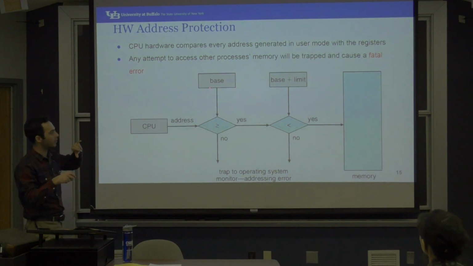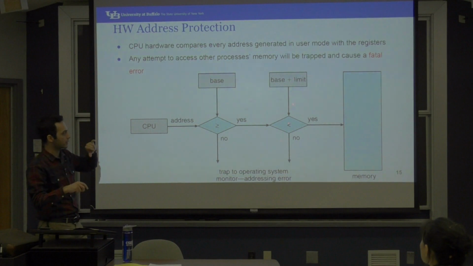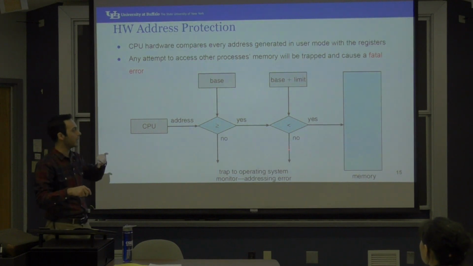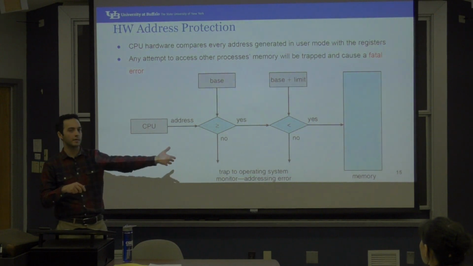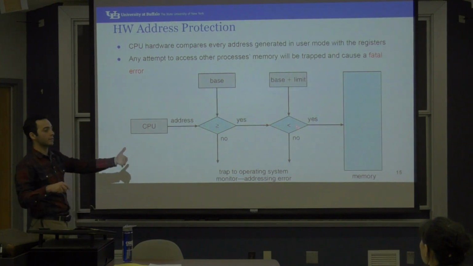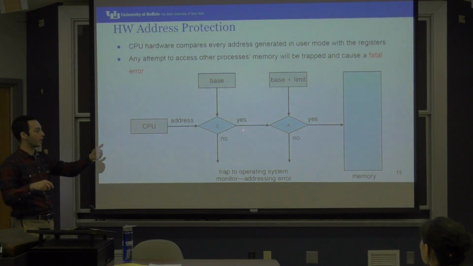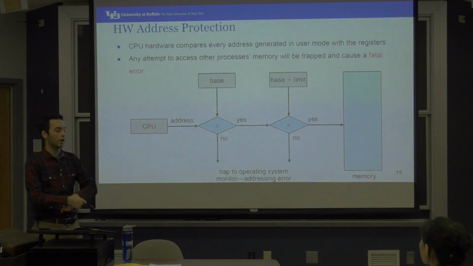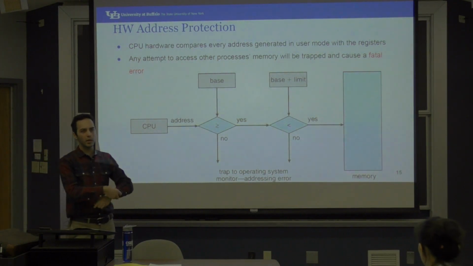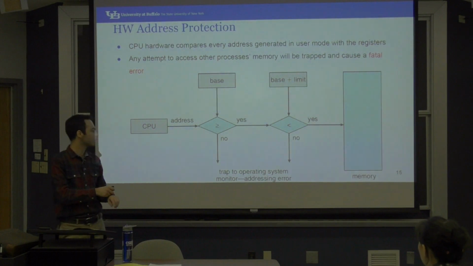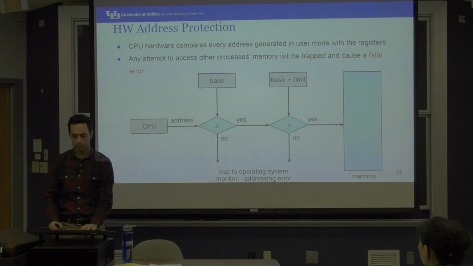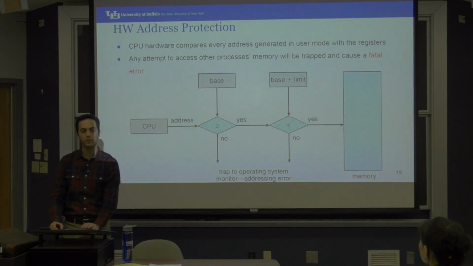Either before adding the base, it can check with the limit, or after adding the base, it checks with the base plus limit. And if it's within that range, it tries to access it. Otherwise, it does not access, it does not dereference that memory. It traps into a memory access, just forgot the interrupt name, right?